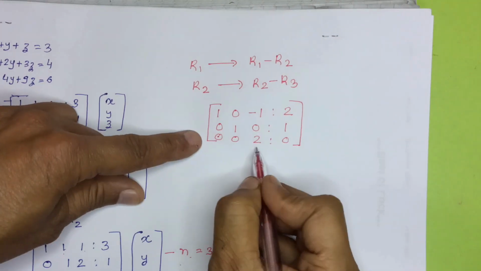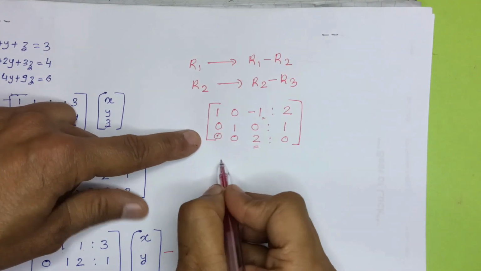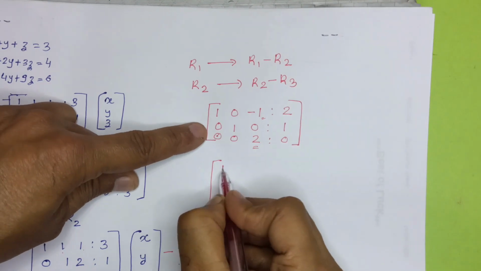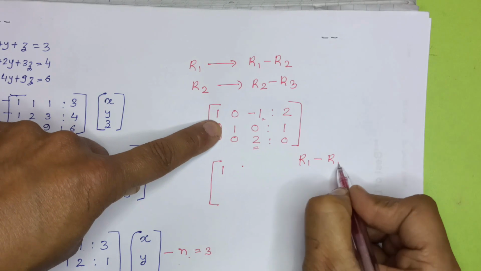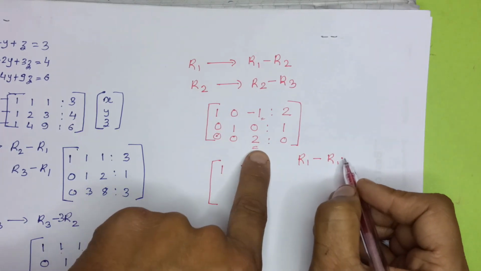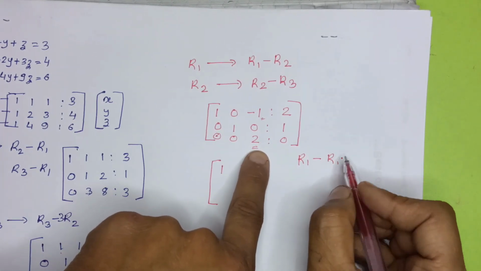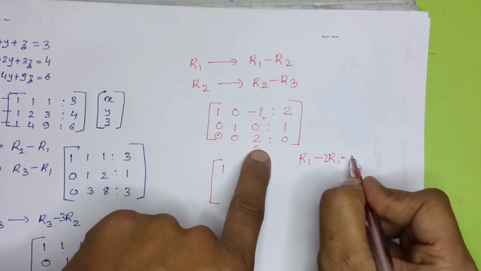Now let's transform this to 0, this to 1, and this to 0. Then we get the value of xyz. So how do we do that? So we get 1 here. So what I do is I work on R1, then 2R1 minus, here this is the R3.